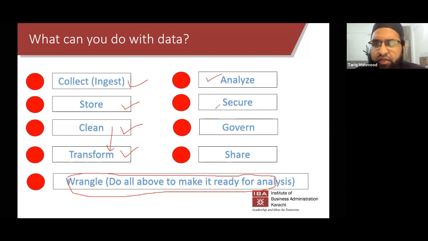After that, I can analyze the data. I can provide security to it. I can do data governance, and I can share the results with all that. So analyze means basically machine learning, the predictive model. So in my view, these are the few tasks that we can do. Okay.